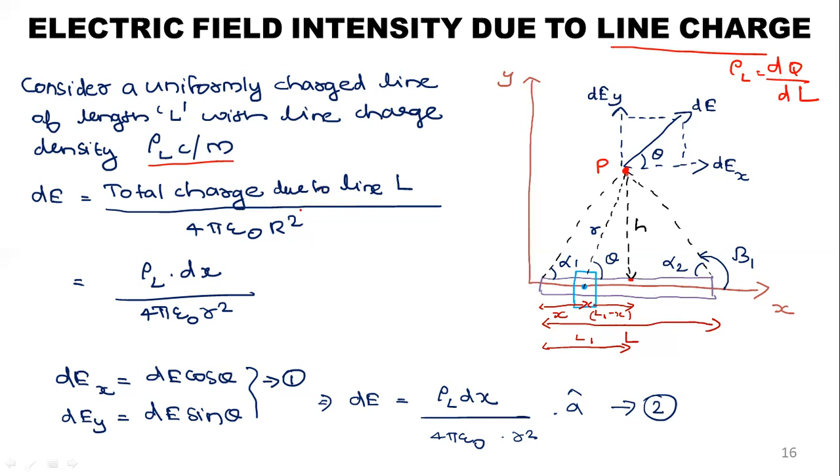We found that electric field intensity is equal to F by Q, and from that we got this equation. In our particular context, the total charge is rho L into dl. dl means the whole length, but we are considering only a small section dx. So the charge will be rho L into dx, divided by 4 pi epsilon 0 into that distance, small r. So rho L into dx divided by 4 pi epsilon 0 r square. That is our dE in our particular figure.